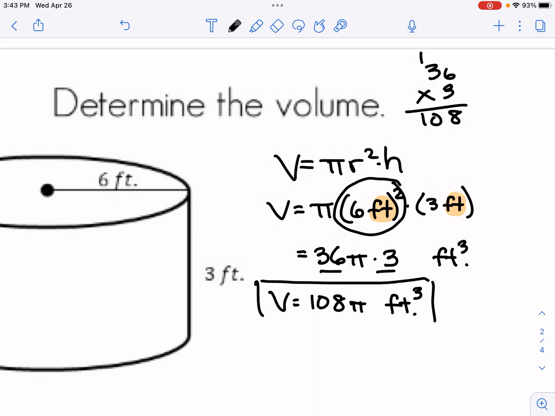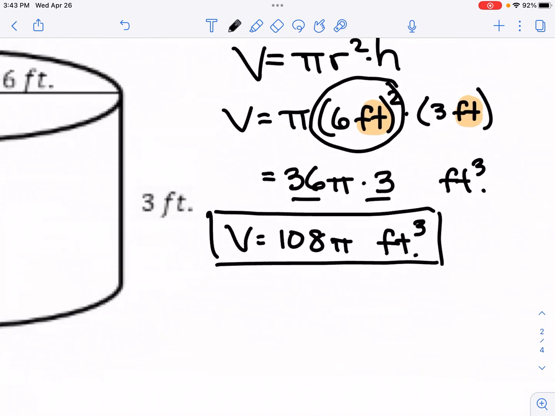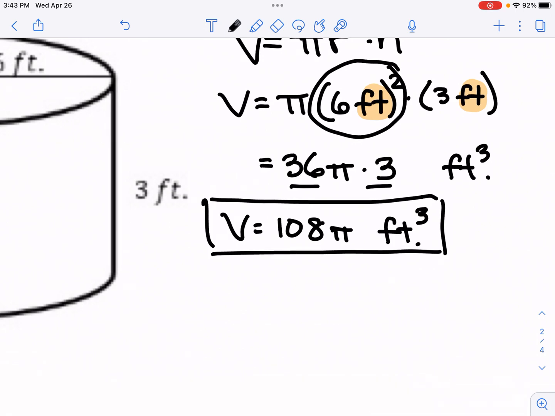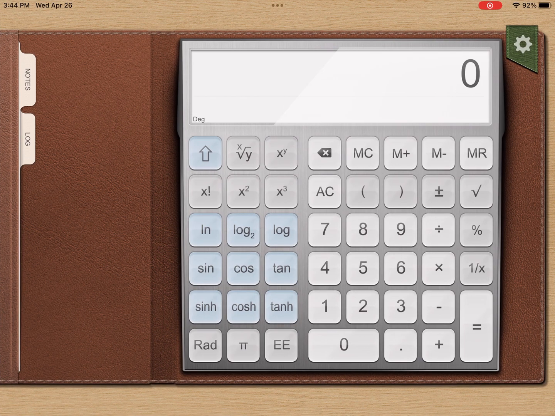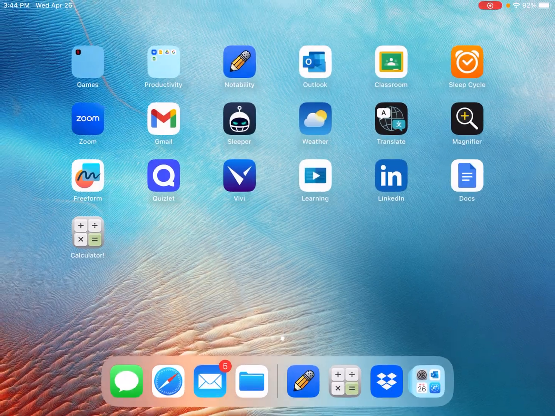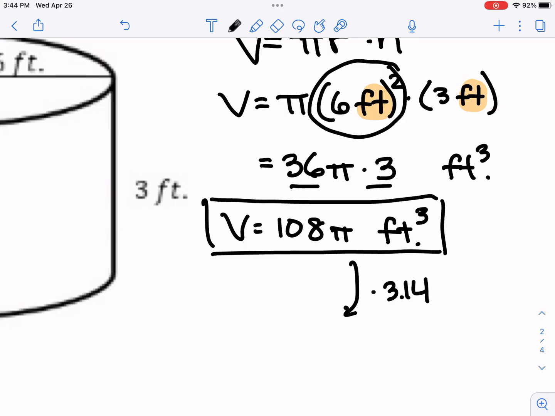Now, you might see it where if the direction doesn't say multiply by pi or use 3.14, this could be your final answer. Or if it does say multiply by pi, you're going to multiply by 3.14. So 108 times 3.14, let's use our calculator there. Times 3.14. Okay, we get this number, 339.12. And this is cubic feet.